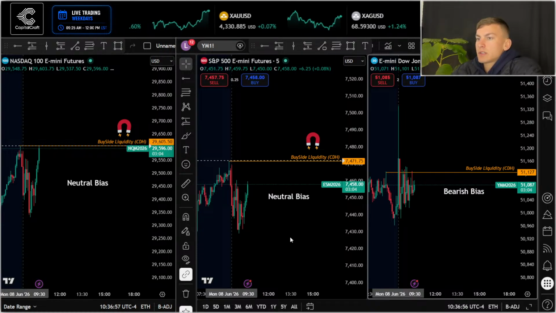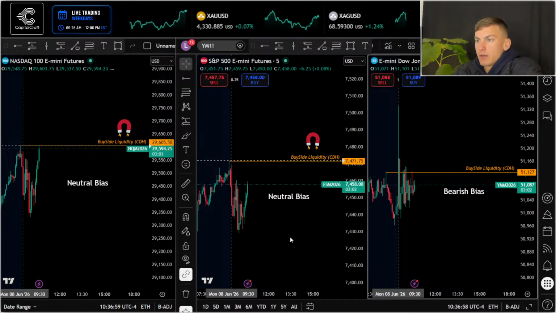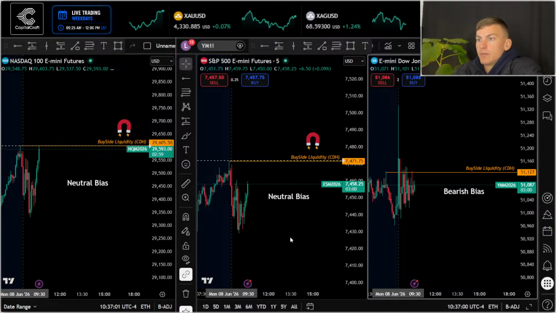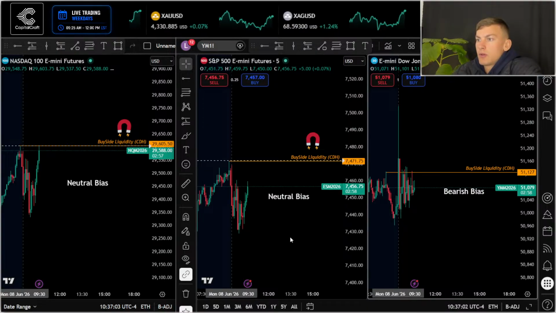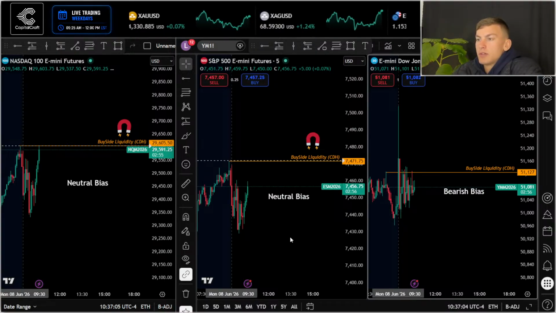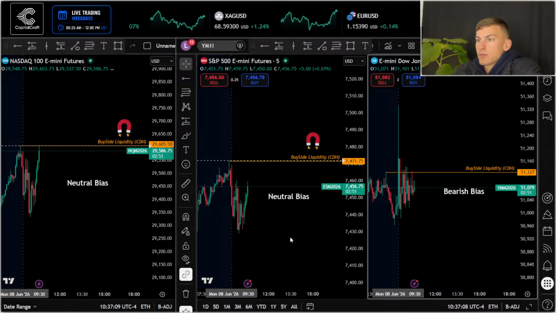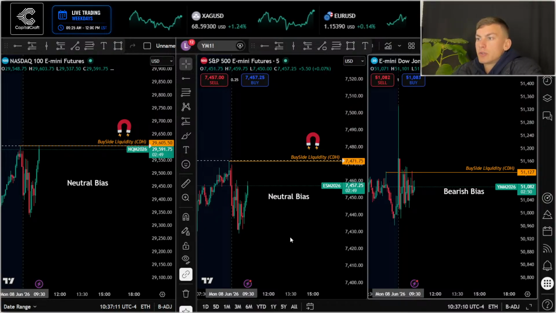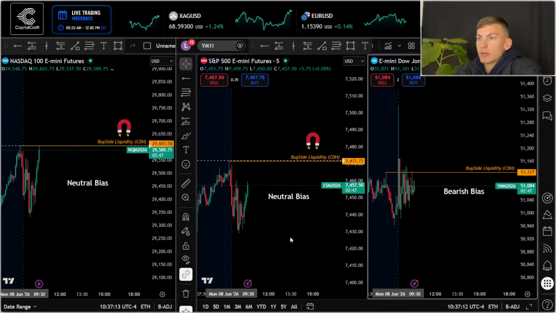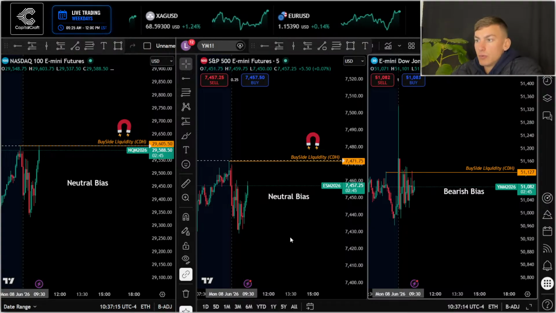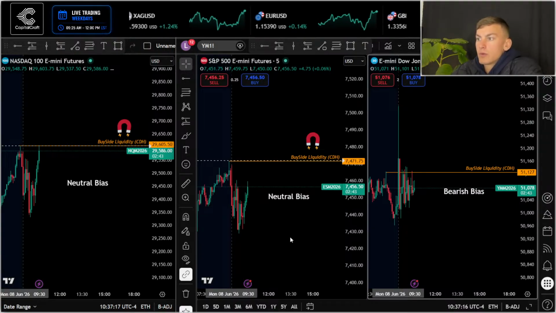Right, so the Nasdaq looks like it's about to break that current day high level. S&P 500 not quite. Ideally we do see weakness in the S&P where it fails to take out that specific high and starts moving lower.